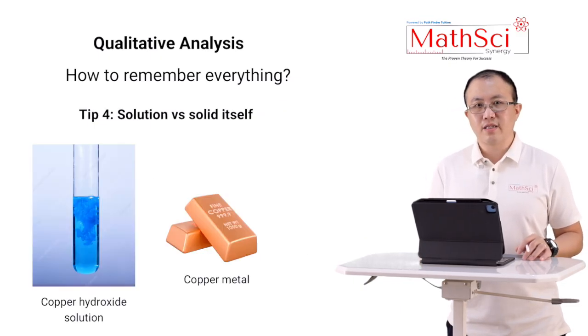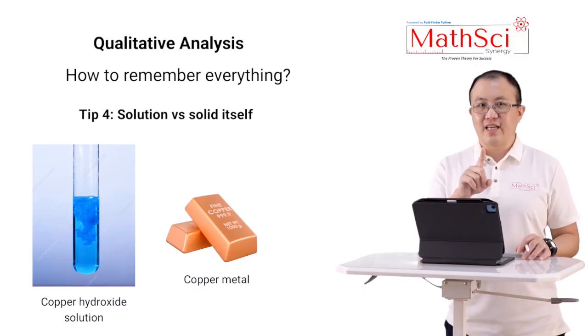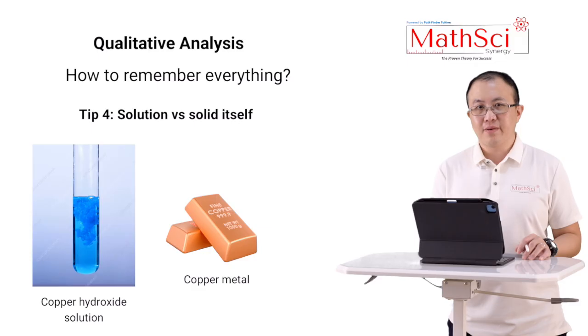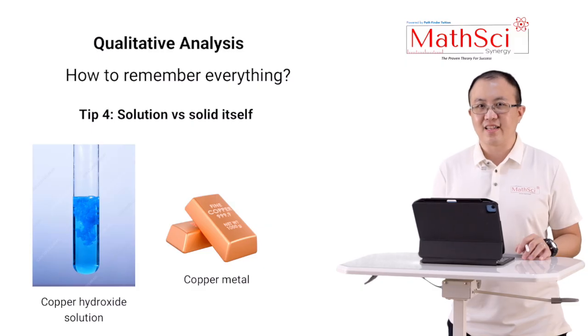And of course, last but not least, tip number 4 will be this. Please remember that, okay, this is a very common mistake. A lot of people say that copper is blue, but what they really meant is the copper ion, when they form into copper hydroxide, that is blue. However, copper itself as a metal is supposed to be brown in color, or in some cases maybe they say it's pink color, but reddish brown color.